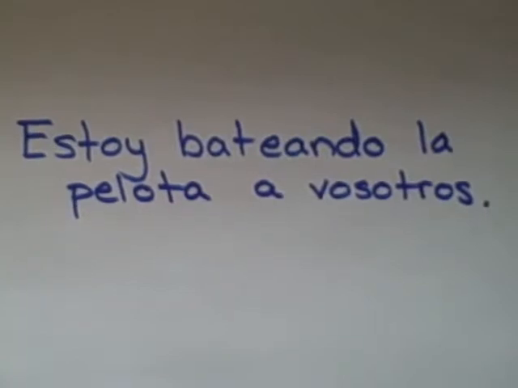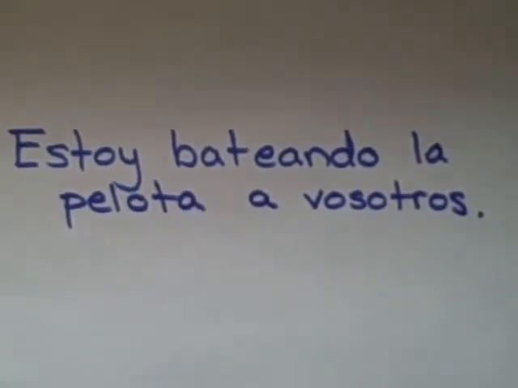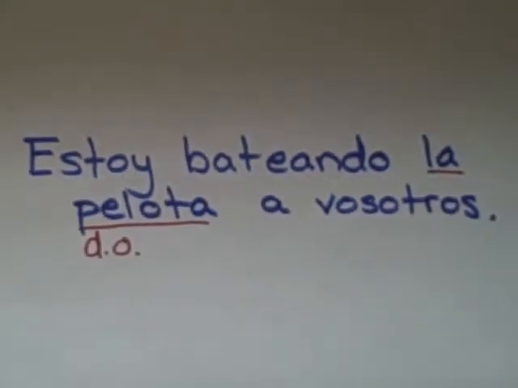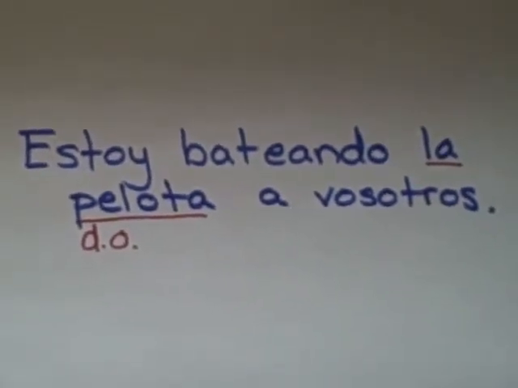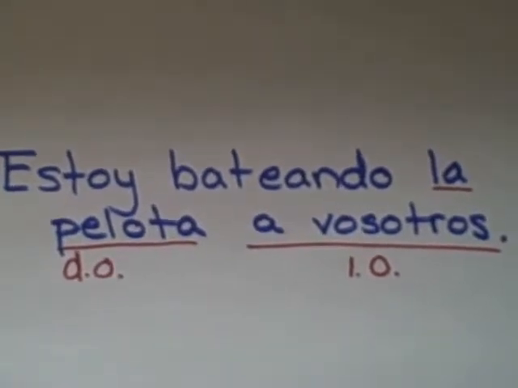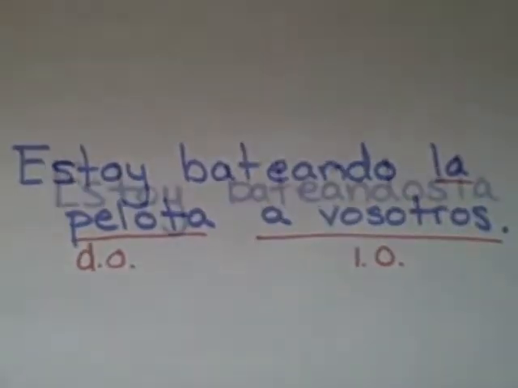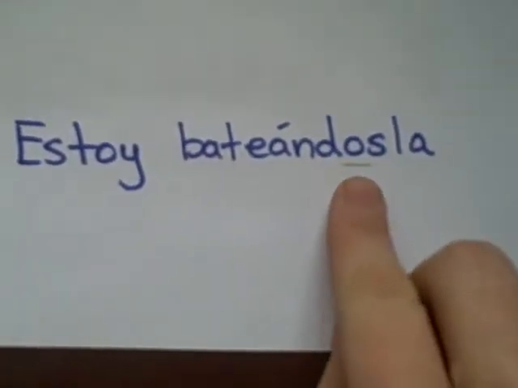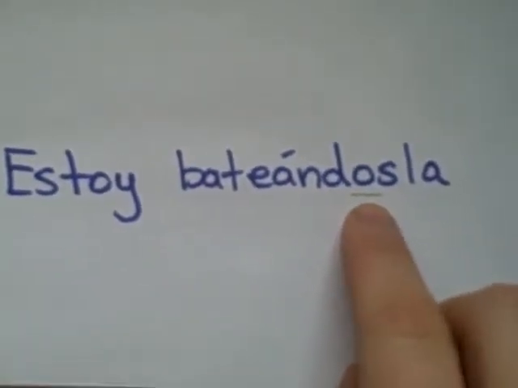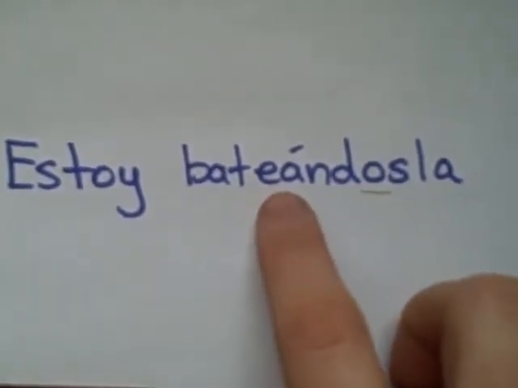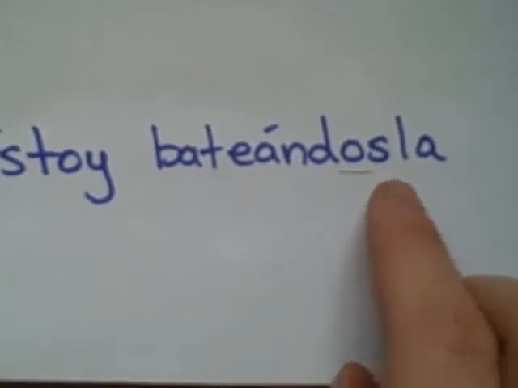Con este ejemplo, ¿qué van a hacer? ¿Cuál es el objeto directo? ¿Cuál es el objeto indirecto? La pelota es el objeto directo. Y el objeto indirecto, a vosotros, es el objeto indirecto. Ahora, con los pronombres. Estoy bateándosla. Mira, solamente hay un O. Bateando, os, la, bateándosla.